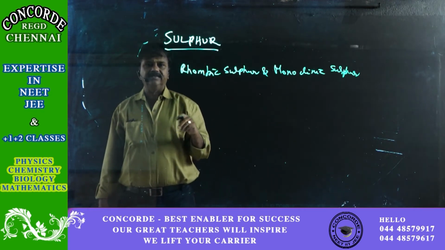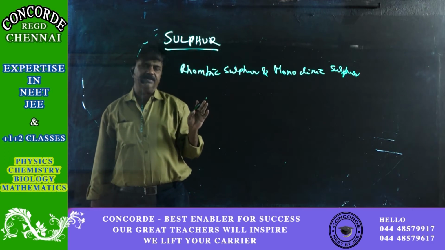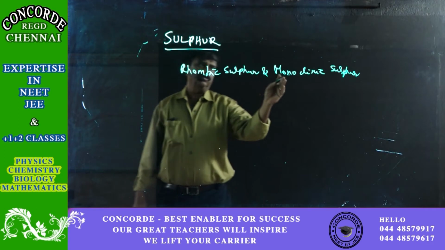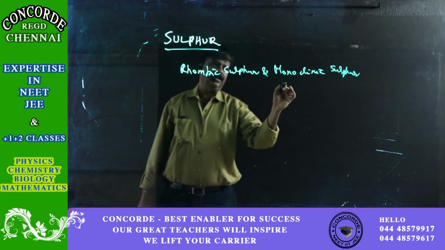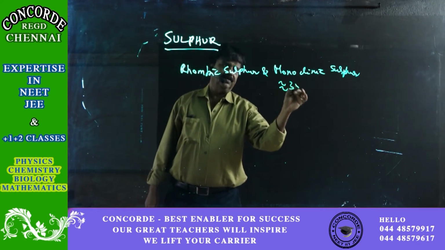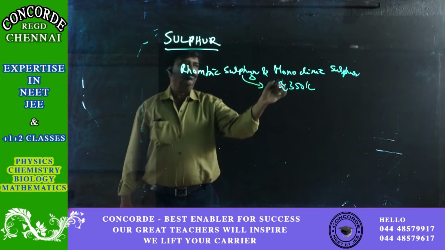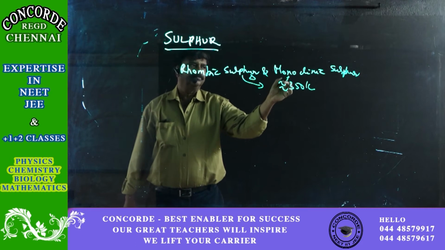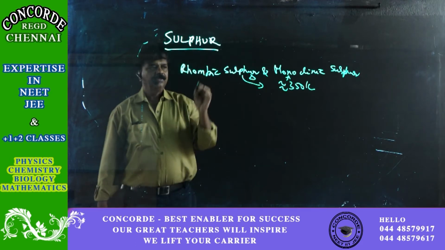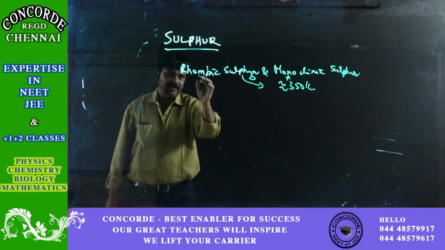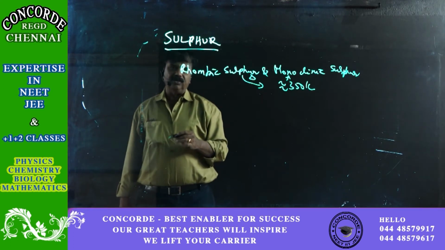Rhombic sulfur is very stable at normal conditions and it is the more stable form. This gets converted to monoclinic sulfur on heating at around 350 or 360 Kelvin. Of these, rhombic sulfur is the most stable form.